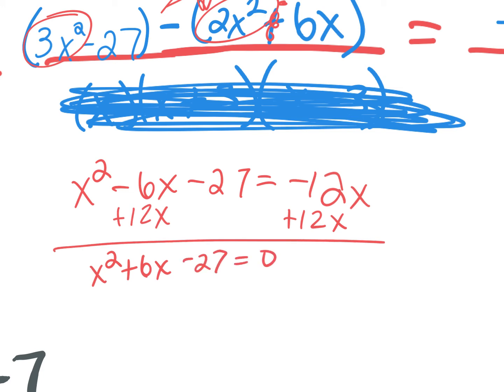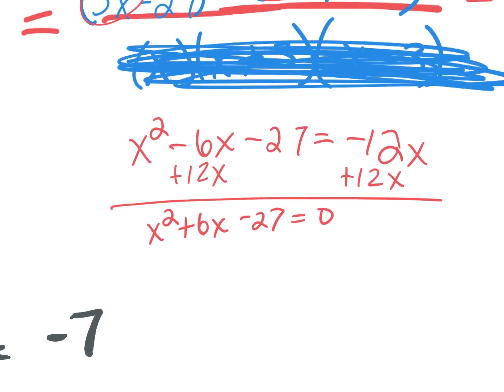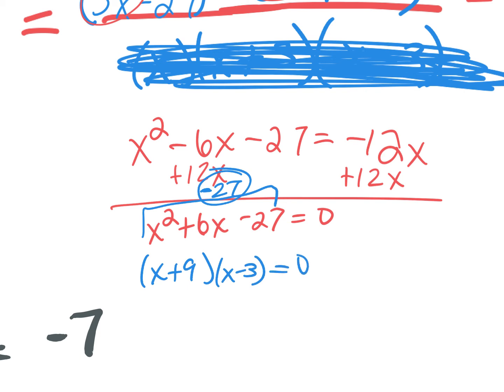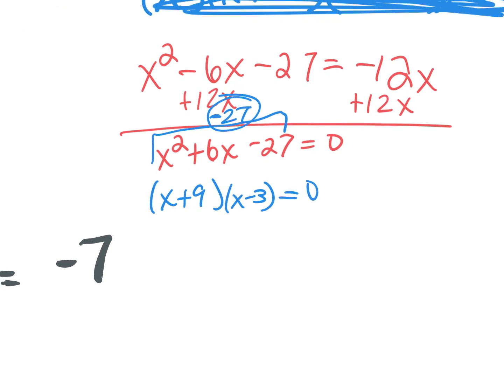So now we say, can we do what? Can we factor? Is there a GCF? No. What about A times C? 1 times negative 27. What can I multiply to give me negative 27, but add to give me 6? Perfect, guys. Plus 9 and minus 3. So this becomes x equals negative 9 and x equals positive 3.